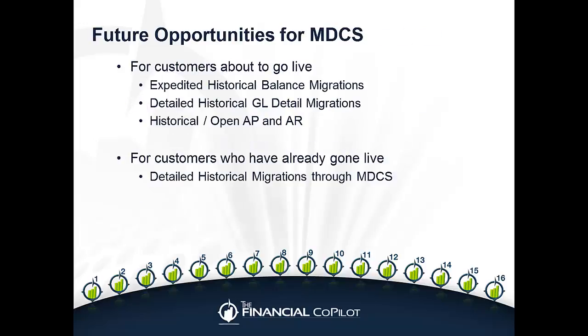So with that, the future opportunities that I think some of these services fit well for include customers that are about to go live. If for some reason, and we've had this happen quite a bit, a customer has been having trouble with getting the templates populated and they are realizing that it's a lot more work than they originally thought, we can help with expedited historic balance migrations as well as expedited detailed historic GL data migrations. And we can also handle historical and open AP and AR loads utilizing the subledger and also getting their open AP and AR done in a fraction of the time that they could do it.